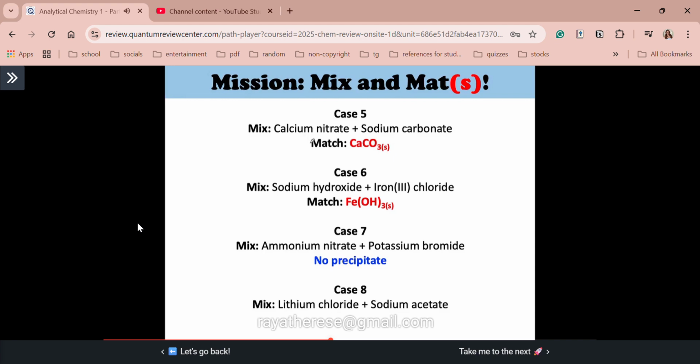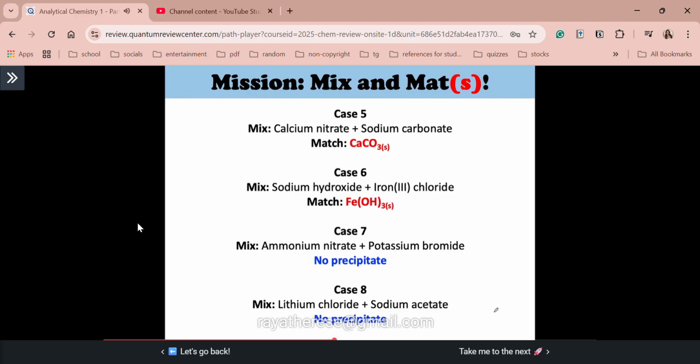And last, case number 8. Let's mix lithium chloride and sodium acetate. O, alam ba kung paano isulat ang acetate? So, class, normally we write acetate as CH3COO-. However, sa board exam, baka magulat kayo kinocondense yan. C2H3O2, dalawang carbon, tatlong hydrogen, dalawang oxygen. O, ayan na. That's another way of writing acetate. Okay? So, parang mga lahat naman ng soluble, yes. So, there is no precipitate.